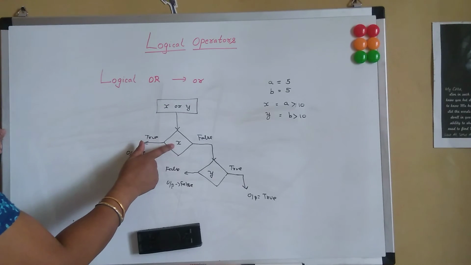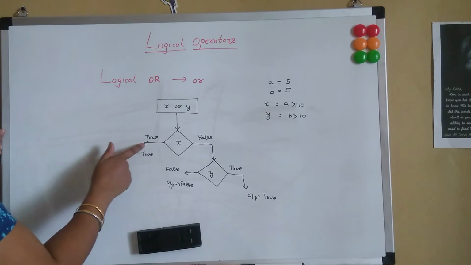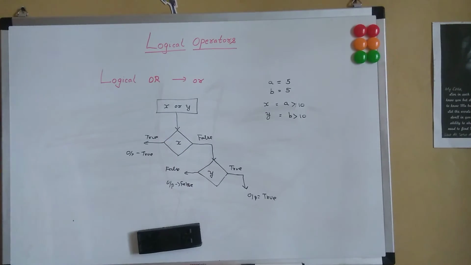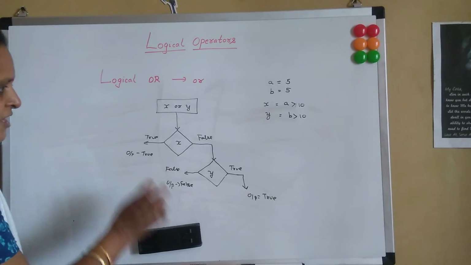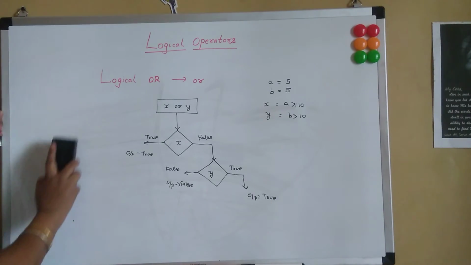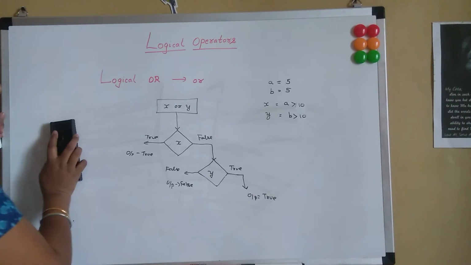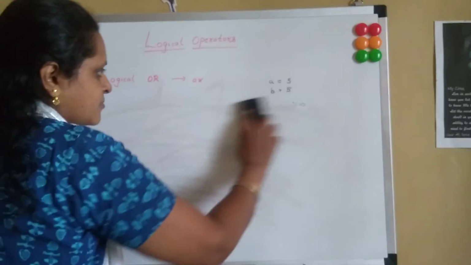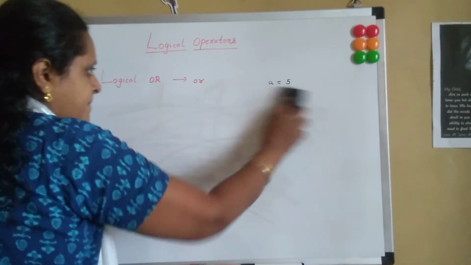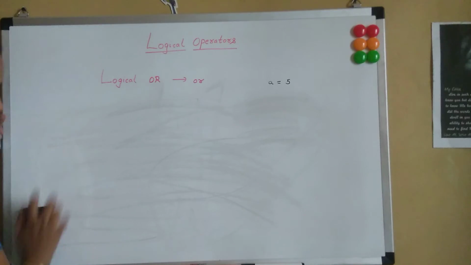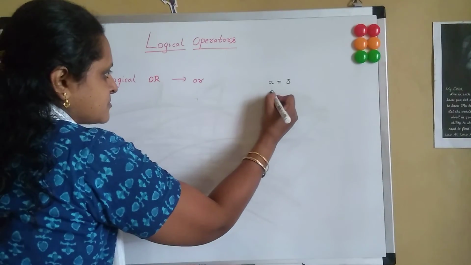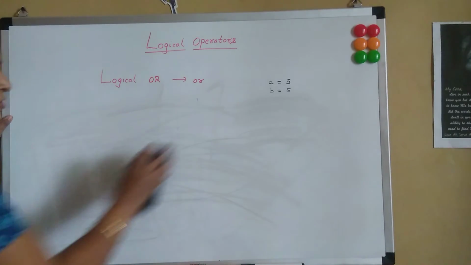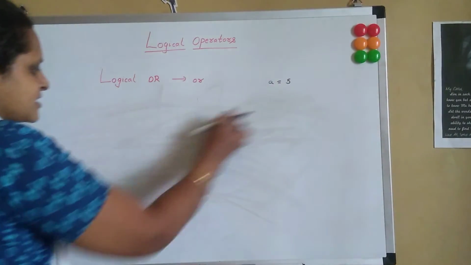So if one of the conditions turns out to be true, the value will be true. Else, if both the conditions turn out to be false, then the output becomes false. So this is how the logical OR works in Python. B is equal to 1. Or you can take only one condition over here.